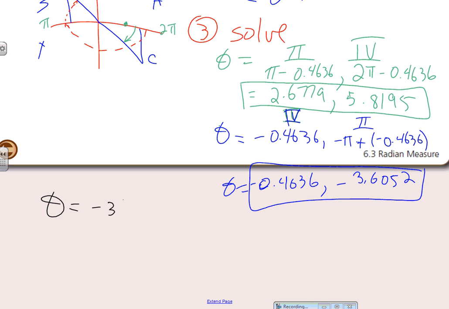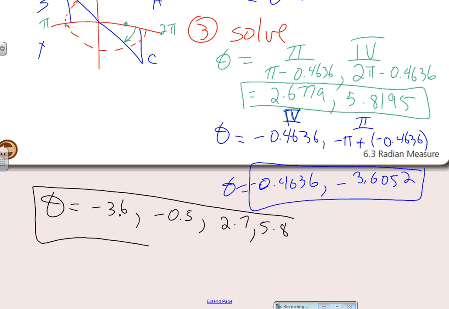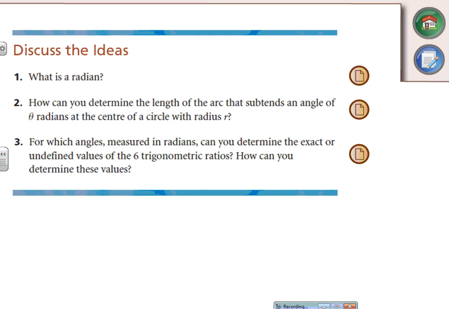So bring them all together as your final answer. We've got negative 3.6 to the nearest tenth, so negative 3.6, negative 0.5, we've got 2.7, and we've got 5.8. There's all the answers. Okay, 3 questions there just to bring it together for you.